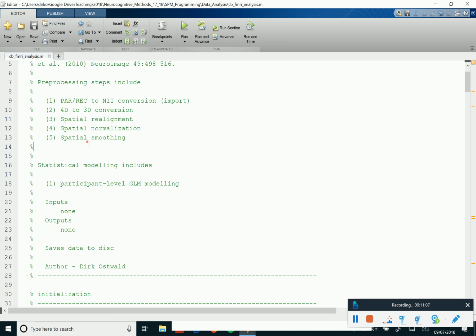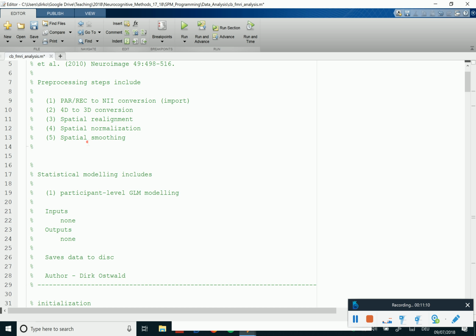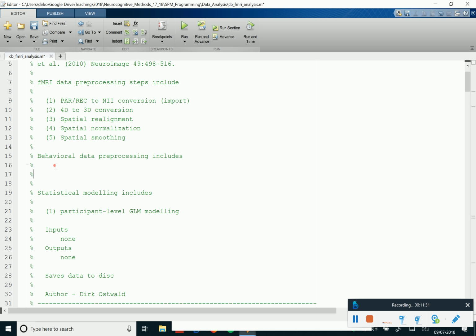So let's put this in here: pre-processing. It's called fMRI data pre-processing. And then we do some behavioral data pre-processing. Of course, one can do many behavioral data analyses, but here I just include the conversion of event log data to condition onset vector data.